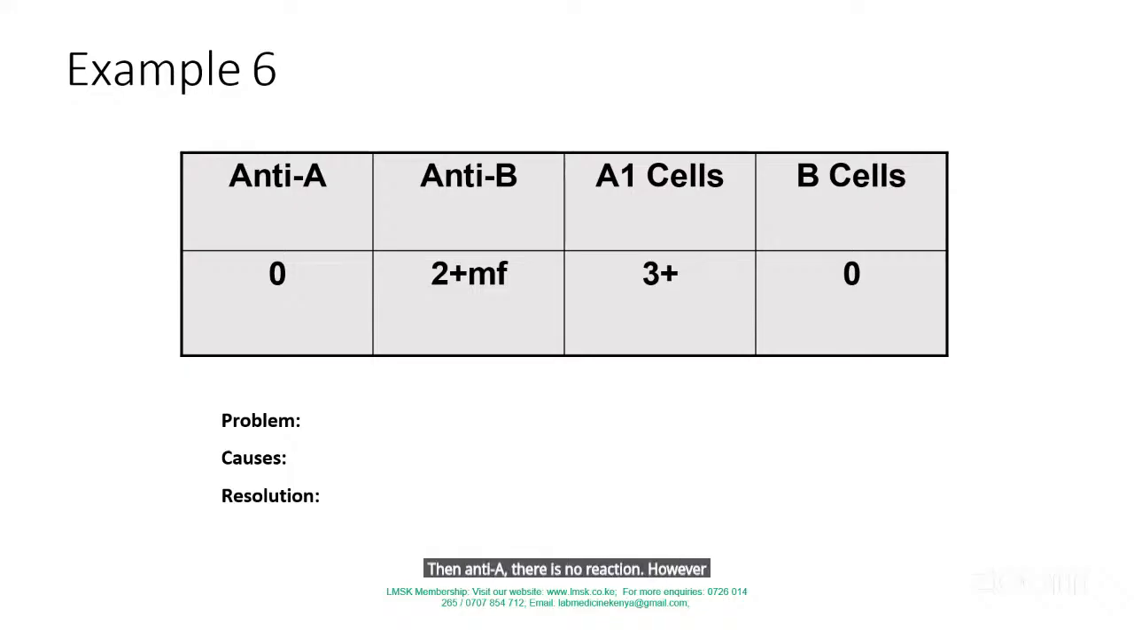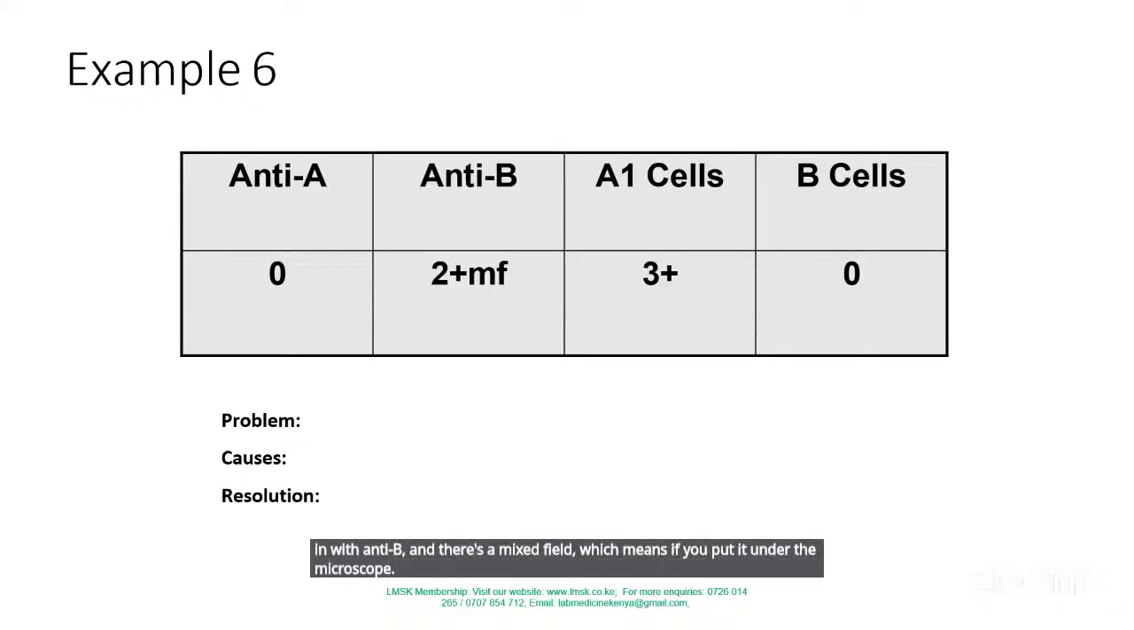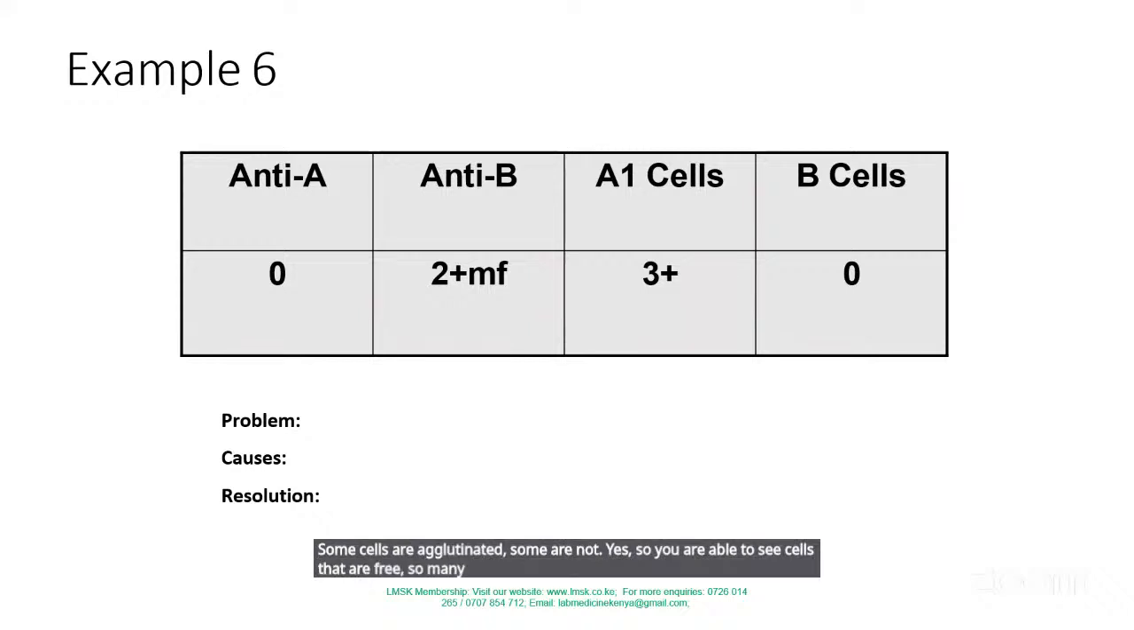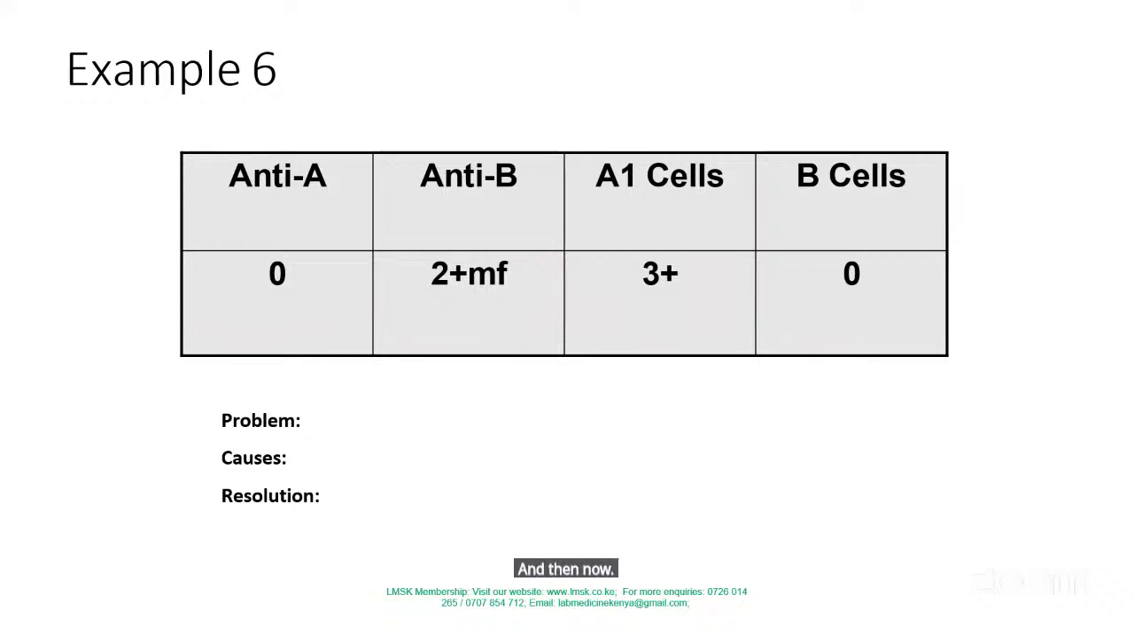However, the reaction is weak with anti-B and there's a mixed field, which means if you put it under the microscope, some cells are agglutinated, some are not. Yes, so you are able to see cells that are free, so many of them, and then a few that are agglutinated.